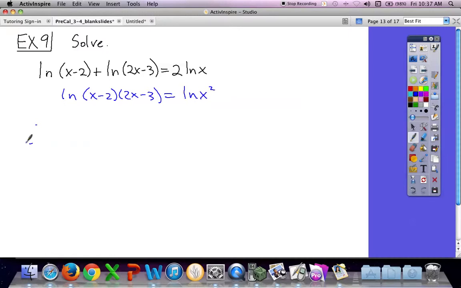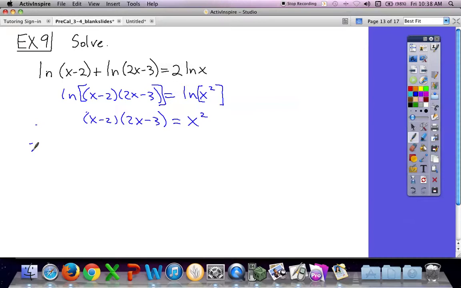Now it's one-to-one, right? If ln of this equals the ln of that, then this equals that. It must be that x minus 2 times 2x minus 3 equals x squared. So now we're left with an equation to solve.